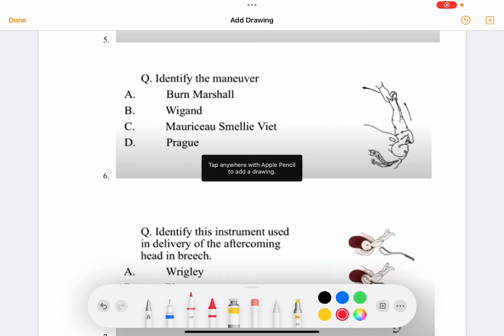Identify the maneuver. This is a very easy maneuver. Question number 6, Byrne-Marshall method. All of you might be knowing. Byrne-Marshall method is a technique used for delivery of the head of the breech. This time we had 3 questions from breech. Okay, first question is this, Byrne-Marshall method. So the picture shows the head delivery by a long arc of extension of the baby.